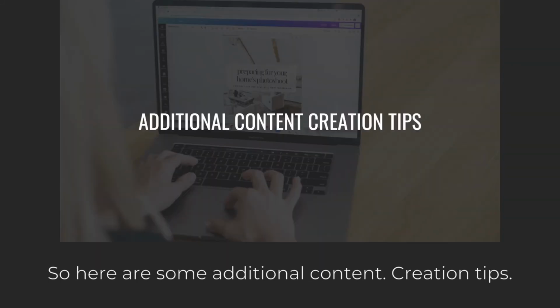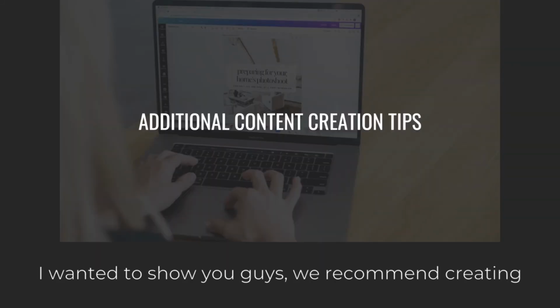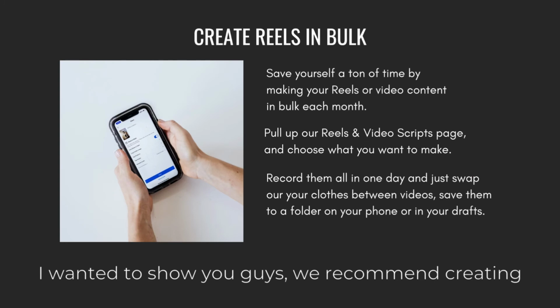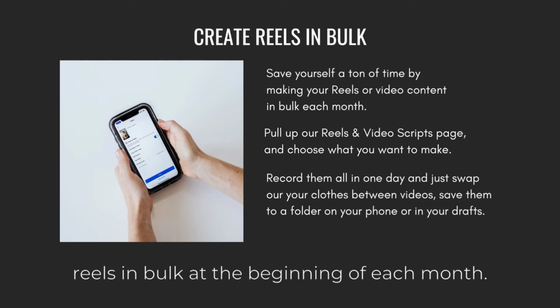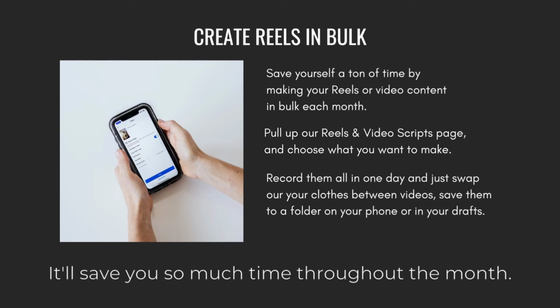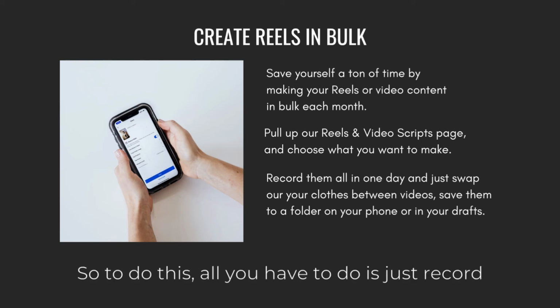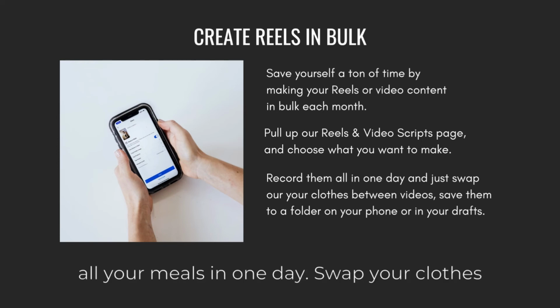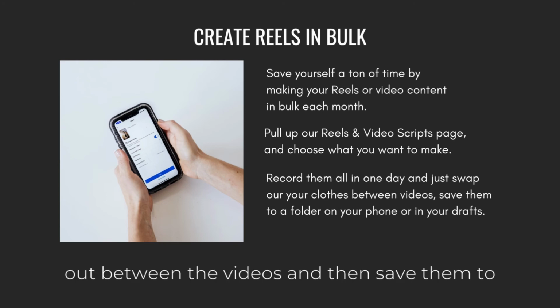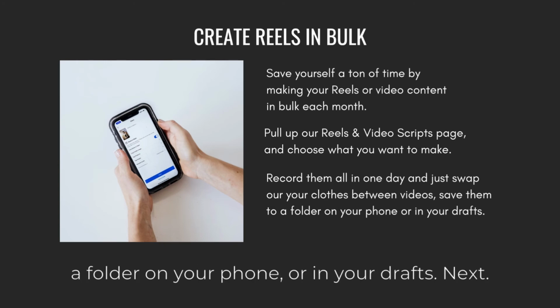All right, so here's some additional content creation tips I wanted to show you guys. We recommend creating reels in bulk at the beginning of each month. It'll save you so much time throughout the month. To do this, all you have to do is just record all your reels in one day, swap your closeout between the videos, and then save them to a folder on your phone or in your drafts.